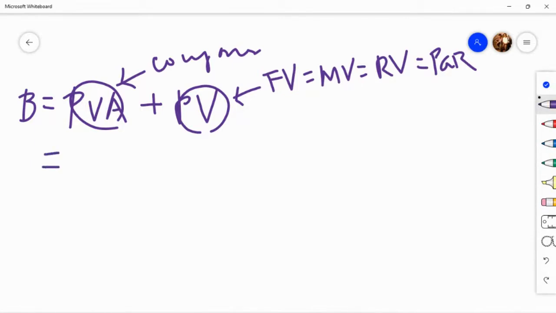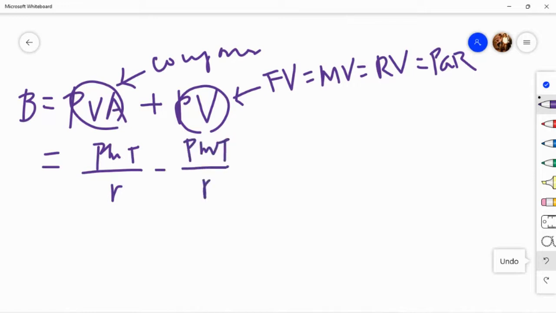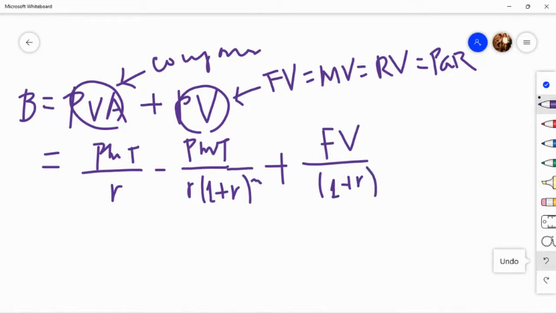Of course, bond price is the present value of the bond, right? Because it's the sum of the present values. And the present value of an annuity is the coupon payment, I'll just use generic notation, payment over R minus payment over R times (1 plus R) raised to N, plus face value over (1 plus R) raised to N.